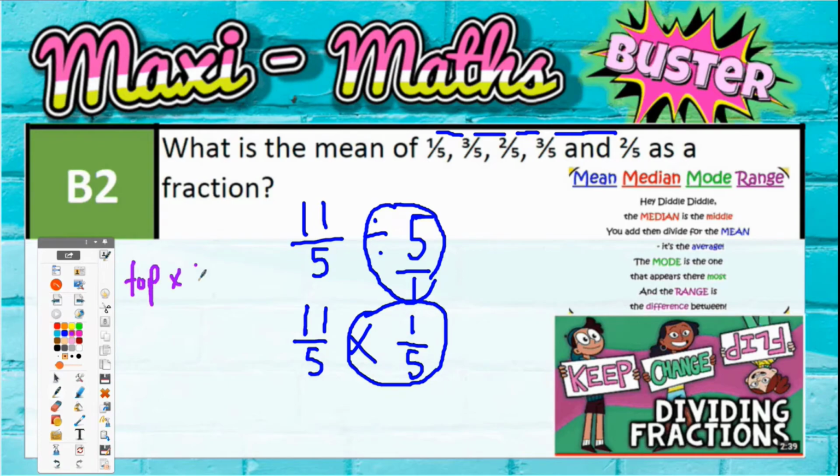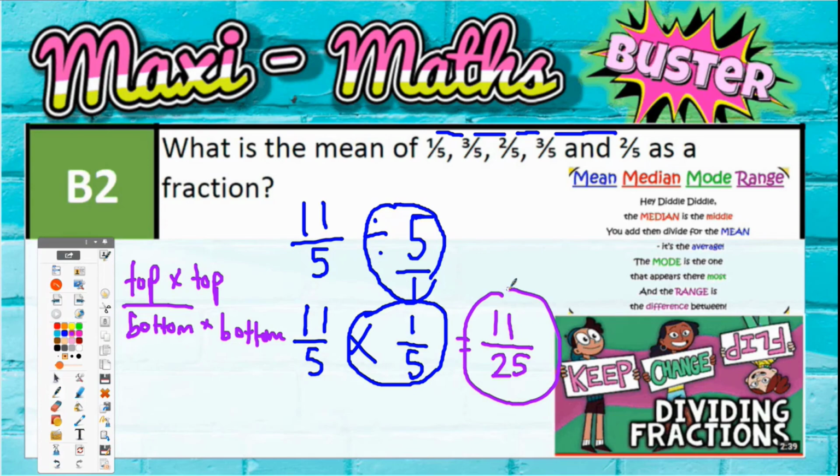So top times top is going to be 11 times 1, which is 11. And bottom times bottom is going to be 5 times 5, which is 25. So your final answer is going to be 11 for the top and 25 for the bottom. 11/25 is the mean average of those fractions.